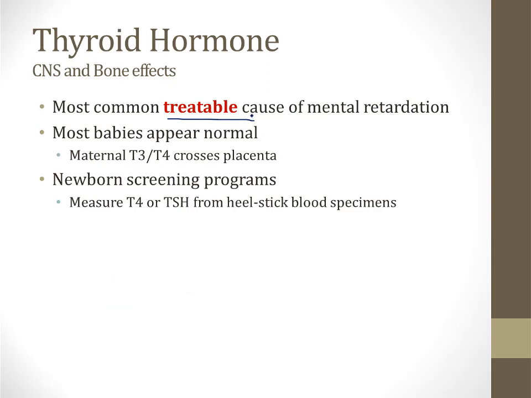Most forms of mental retardation are not treatable, but if you identify hypothyroidism in a baby, you can supplement thyroid hormone and they will never go on to develop mental retardation. Most of these babies appear normal when they're born, and that's because in utero they are exposed to maternal T3 and T4, which crosses the placenta. It's only after birth that they begin to be exposed to the low thyroid hormone levels.